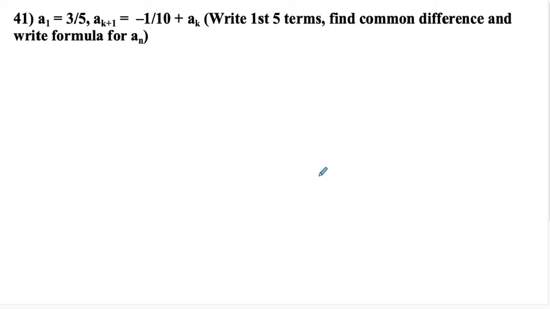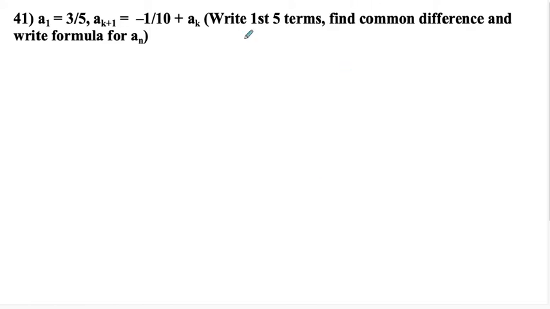Today we are going to work on problems 41, 46, and 68. So problem 41: a sub 1 equals 3/5, a sub k plus 1 equals negative 1/10 plus a sub k. Write the first 5 terms, find the common difference, and write the formula for a sub n.